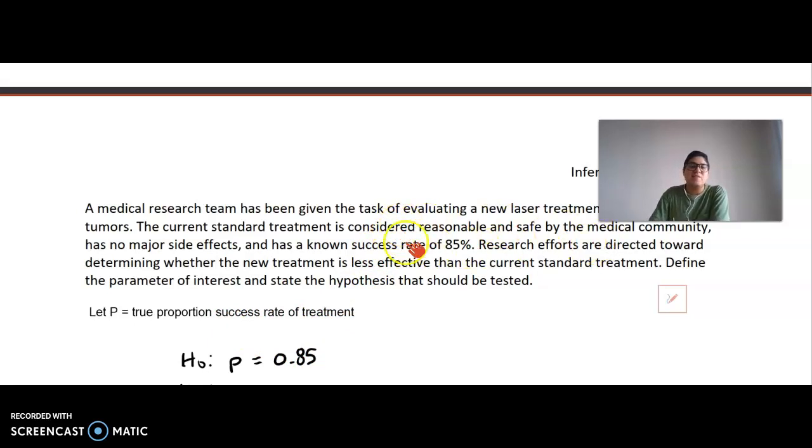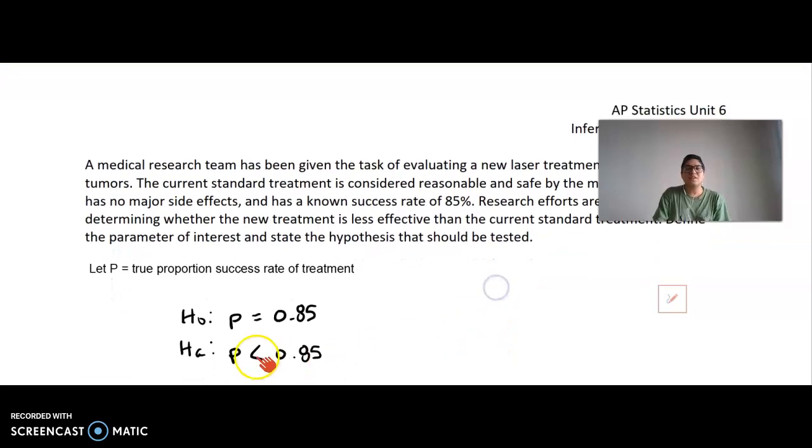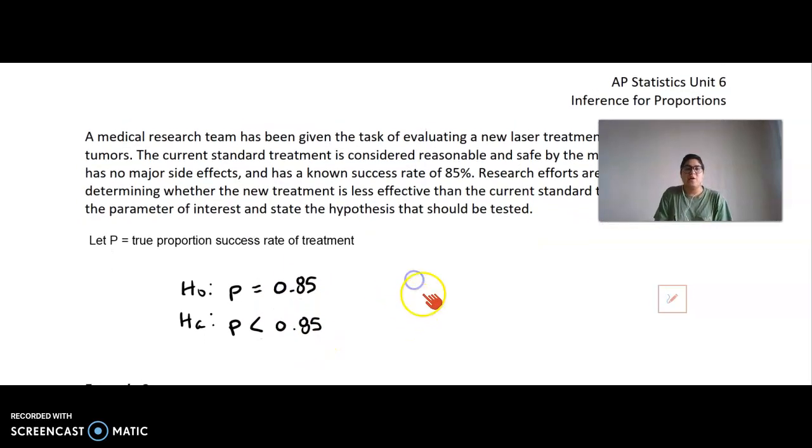Now, we want to see if the new treatment is less effective than the standard. So if the standard is 85% and I want to test that it's less than, the evidence I'm looking for is that the true proportion success rate of the treatment is less than 85%. So there we've defined our parameter and we've stated what we're going to be testing for. Now, I was not given an alpha level, so the last thing I would do here is say with alpha equal to 0.05. And so this little fish looking thing is alpha, basically the Greek letter A. All right, so that's the idea here.